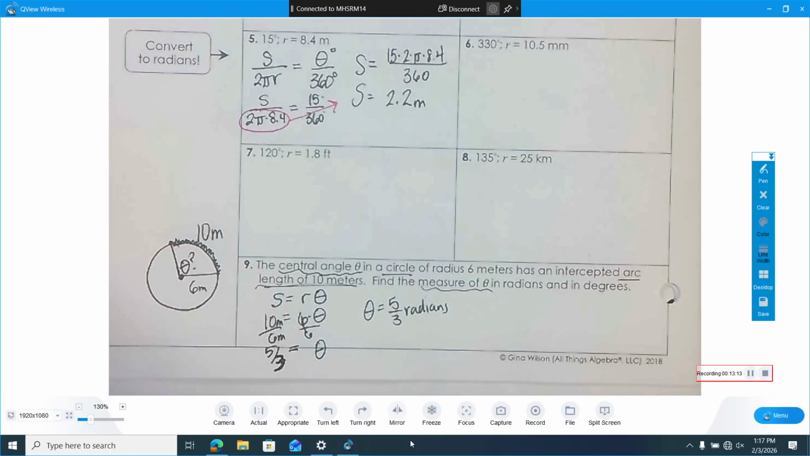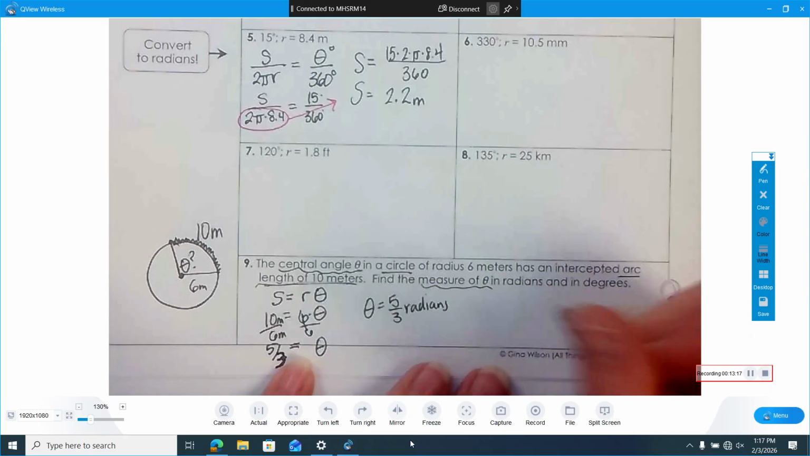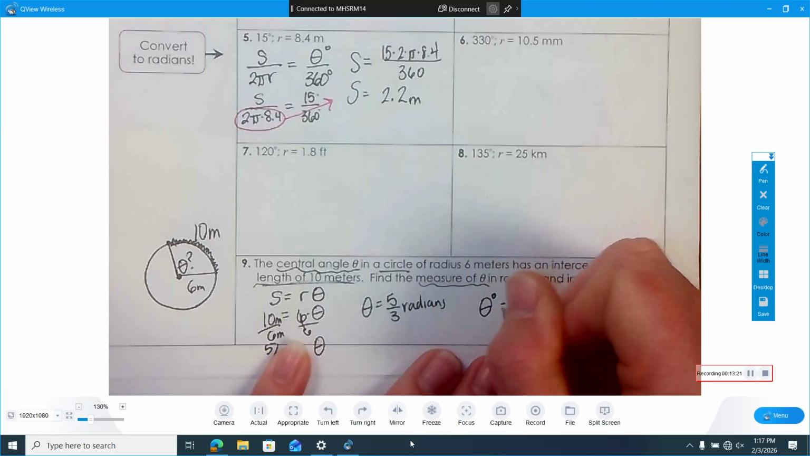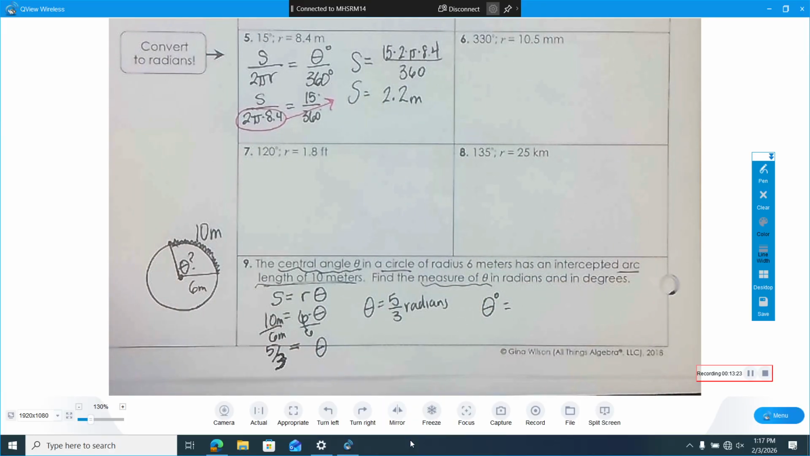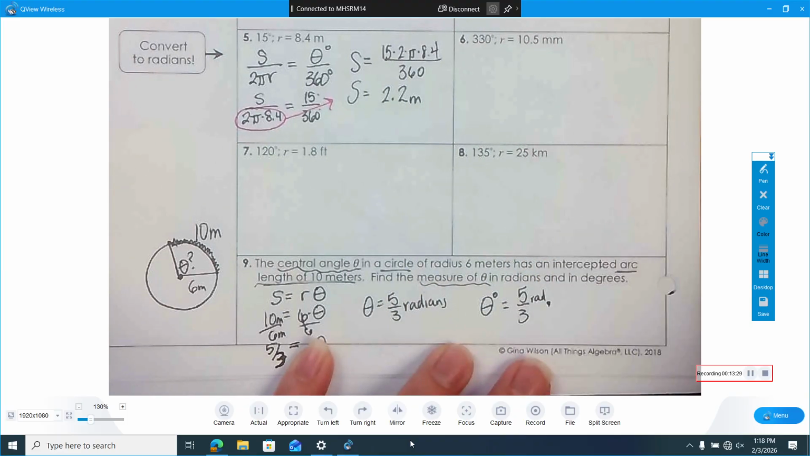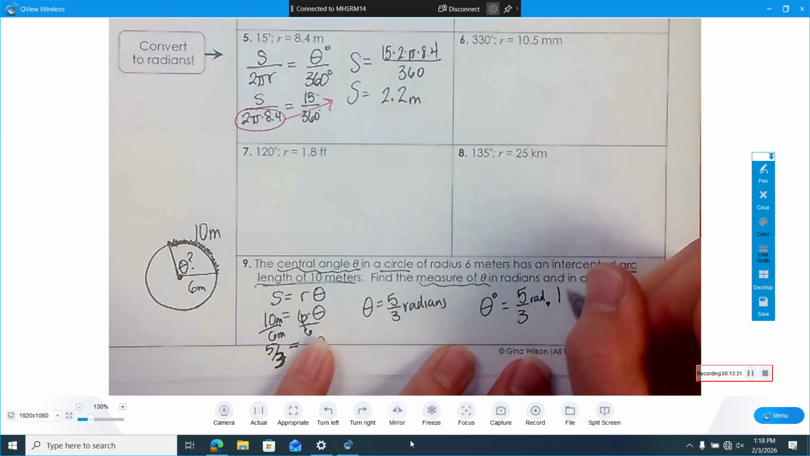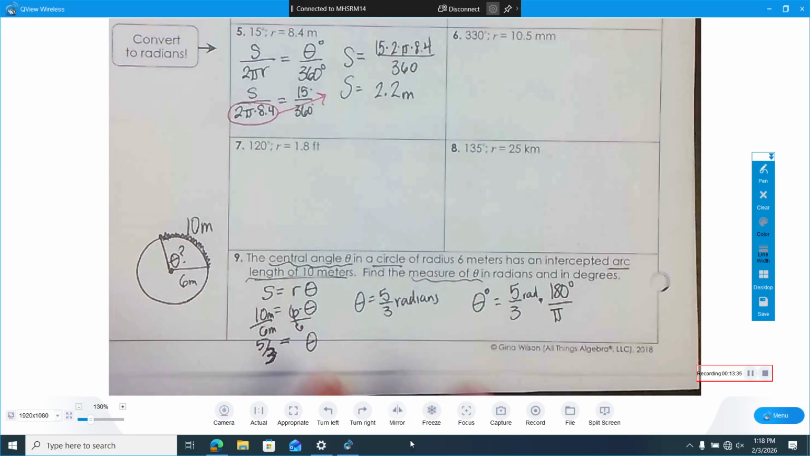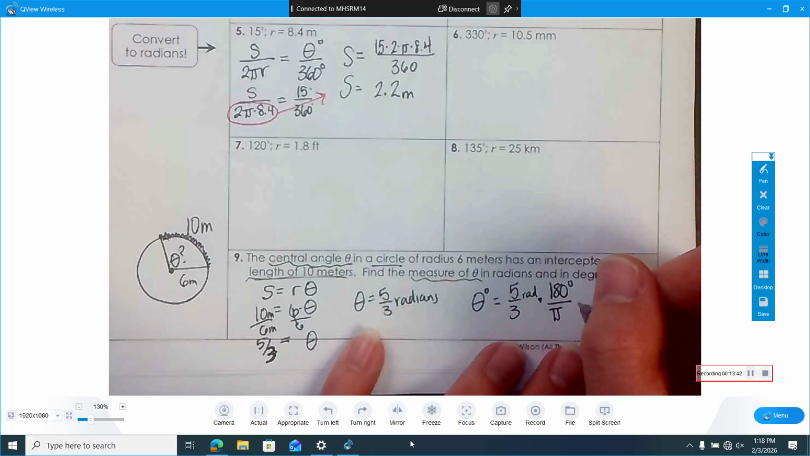So how do we convert this to degrees? Theta degrees. Let's see, where's pi, ladies and gentlemen? 180. So I have 5/3 radians. I'm going to multiply by, I want degrees, 180 degrees over pi radians as my conversion factor. Pi is the value of 180 degrees, so I want degrees on top.